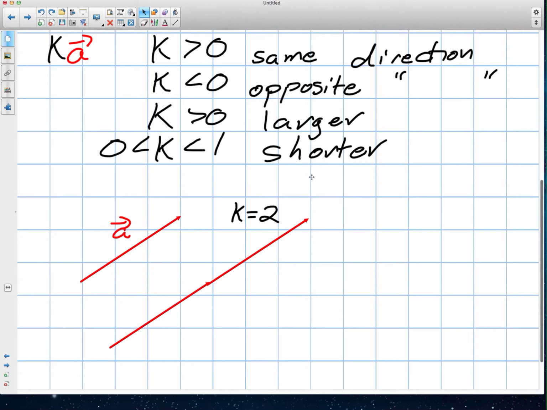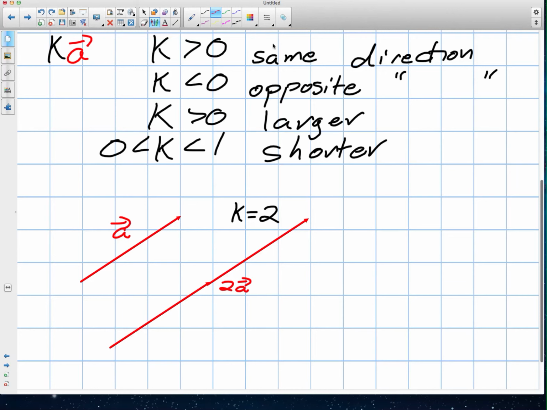So I'm going to stack these two. So this here represents 2 vector A. If you notice, it's twice as long as our original vector, but it's still in the same direction because it's a positive number.